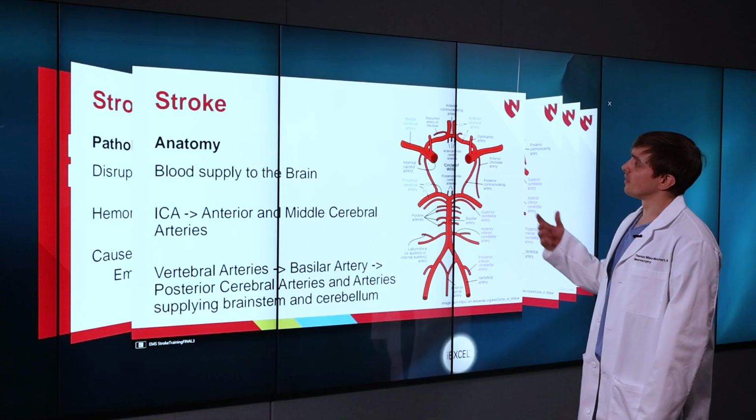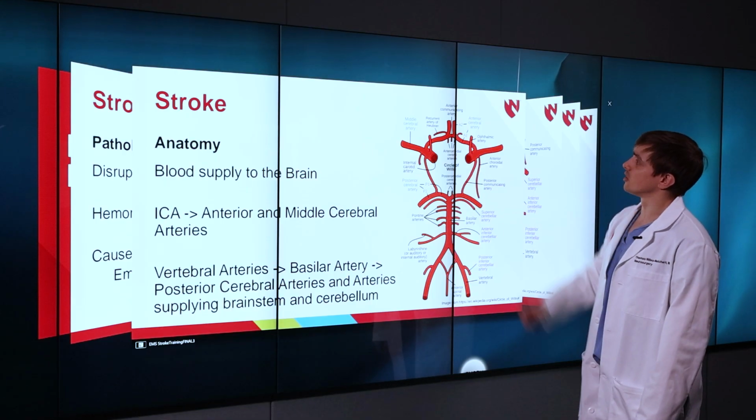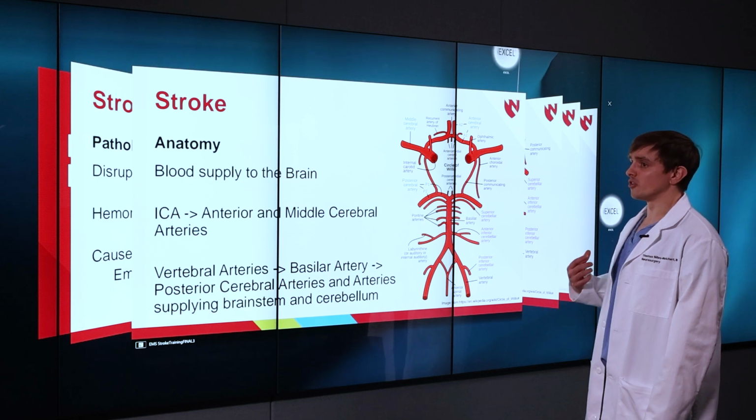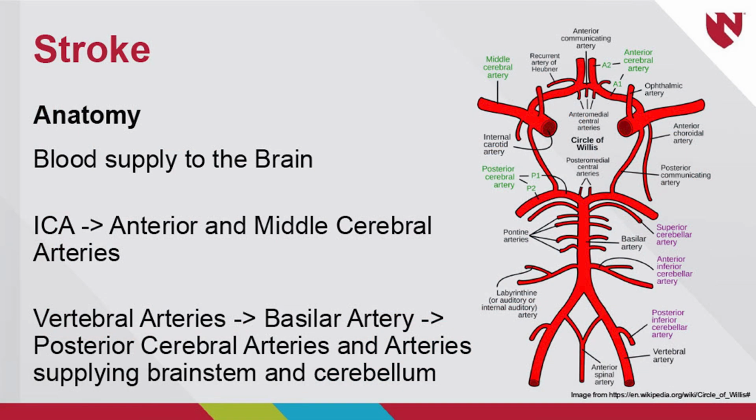The brain is supplied from 2 internal carotid arteries and 2 vertebral arteries. The 2 internal carotid arteries enter the brain and form the middle and anterior cerebral artery, whereas the 2 vertebral arteries, which run in your cervical spine, enter the cranium, and then form the basilar artery, which eventually gives rise to the 2 posterior cerebral arteries. There are many perforators off of the vertebral and basilar arteries which supply the brainstem as well as the cerebellum.